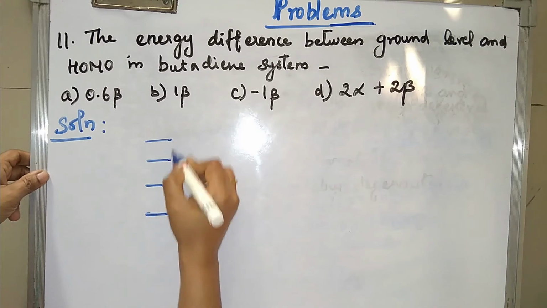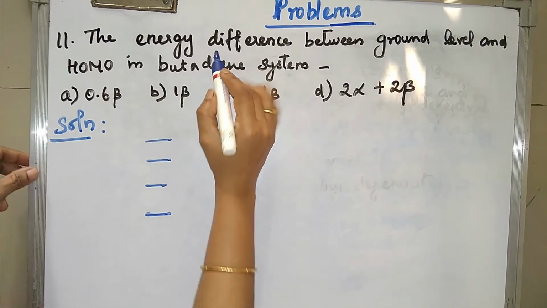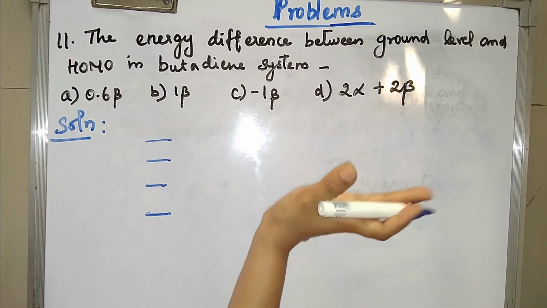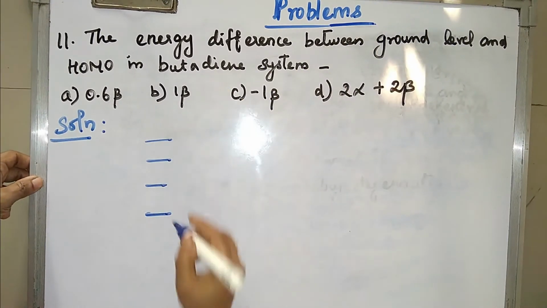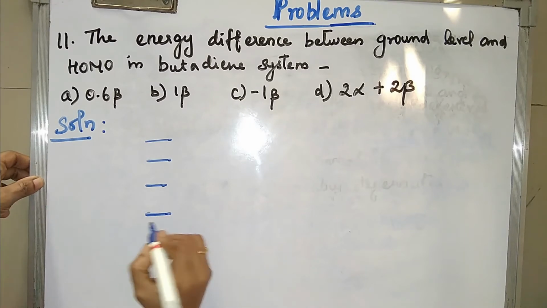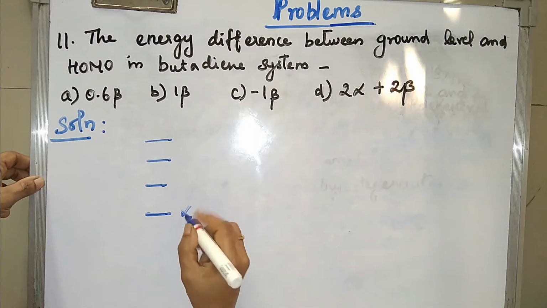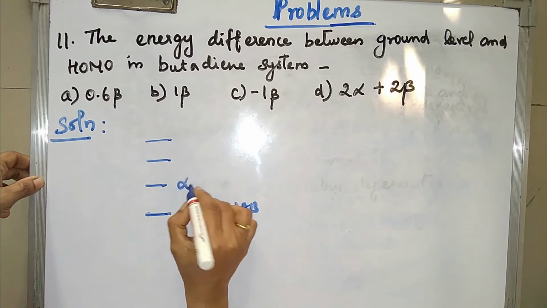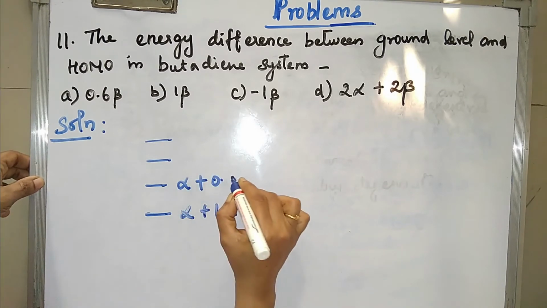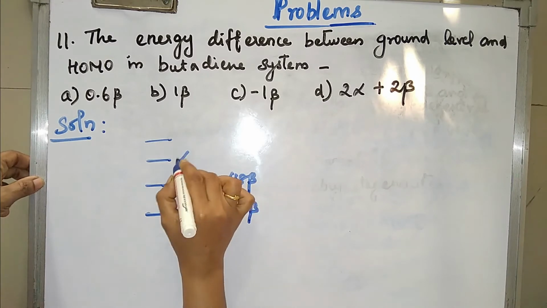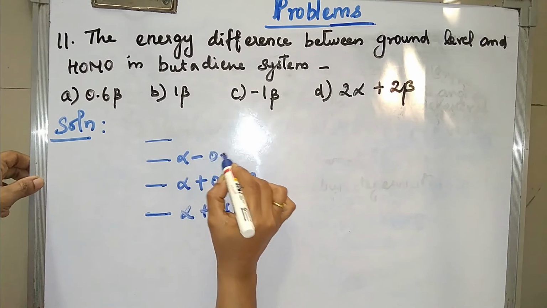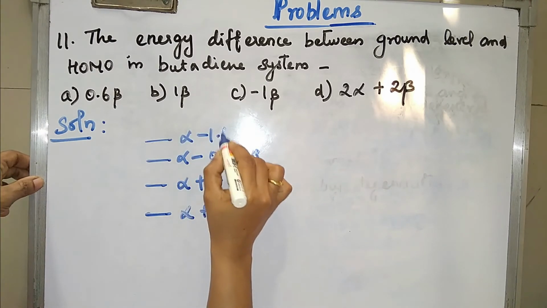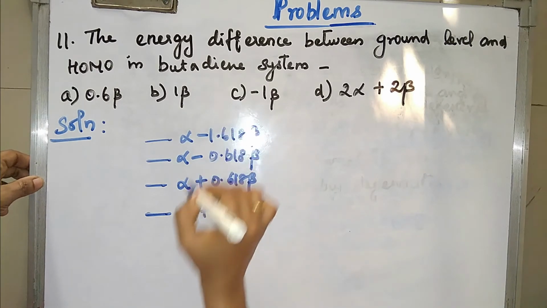So, 4 levels are there. This is only butadiene. If it is cyclobutadiene, that is different; that will have only 3 levels. If you see butadiene, 4 levels are there. The first one is alpha plus 1.618 beta, alpha plus 0.618 beta, alpha minus 0.618 beta, alpha minus 1.618 beta. Okay, these are the 4 levels.